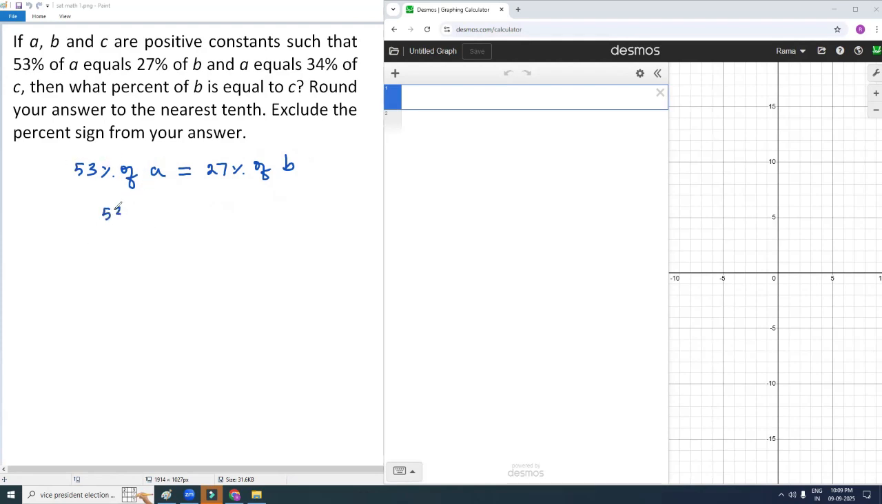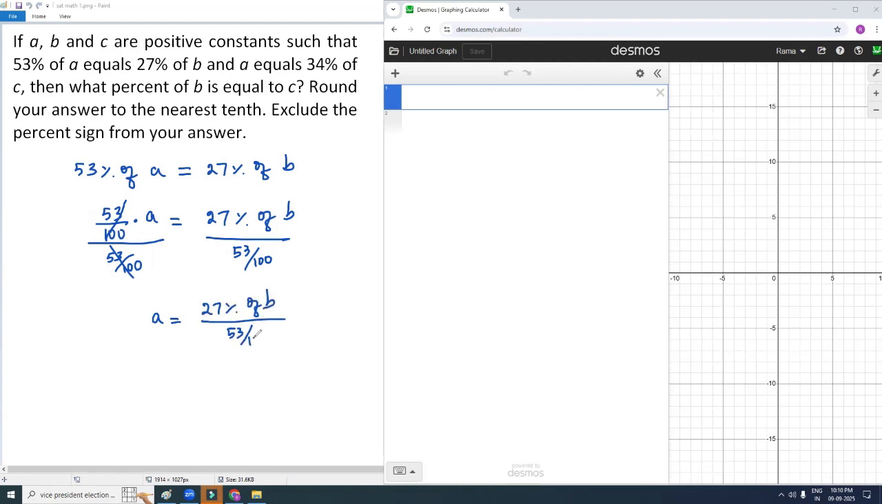53% can be written as 53 over 100. And when we have the word 'of' in math, it can be considered as multiplication. Then we have times A equals 27% of B. Since we are solving for the constant A, we have to get rid of this fraction 53 over 100. So let me divide both sides of this equation by 53 over 100. Then this 53 over 100, 53 over 100 will cancel out. I am getting A on the left side. On the right side, I am getting 27% of B divided by 53 over 100.